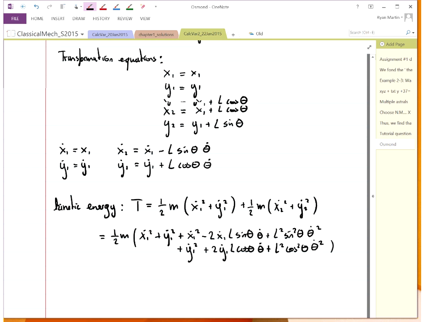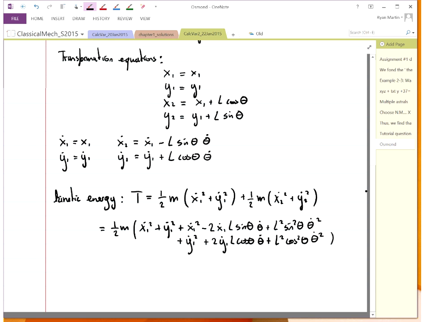This simplifies a little bit. This is often the case when you have x and y given by L cos theta and L sine theta. So let's simplify. So we have half m. The x1 dot squareds, there's two of them, so there's 2 x1 dot squareds. There's 2 y1 dot squareds.